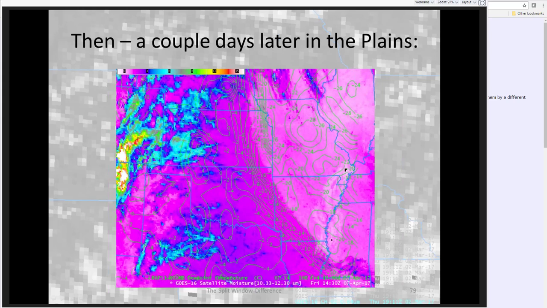And when you throw up 850 millibar dew points, you can see a gradient in 850 millibar dew points near the same area.